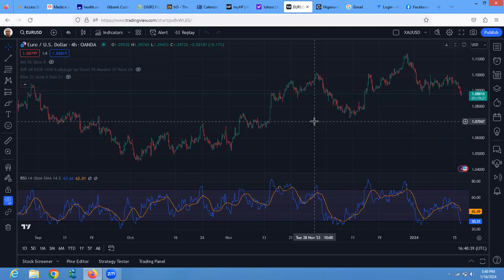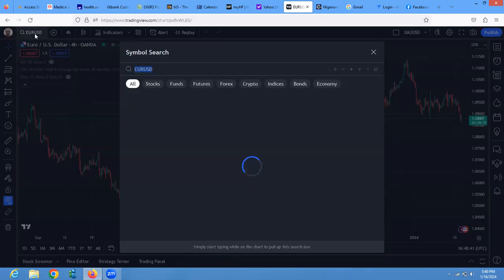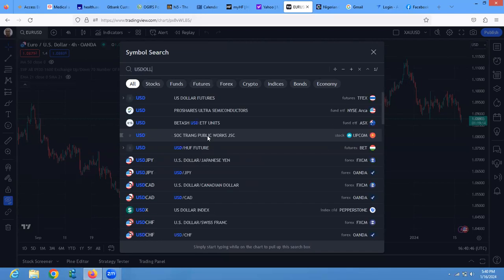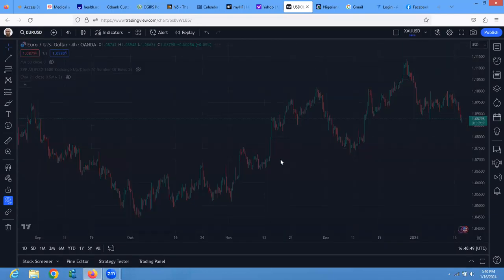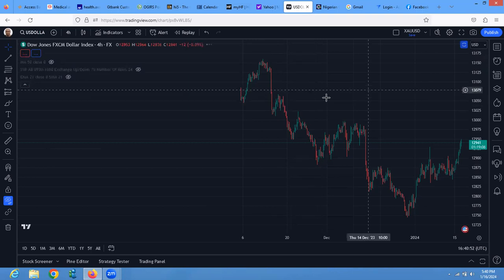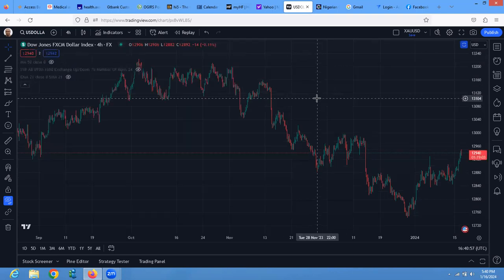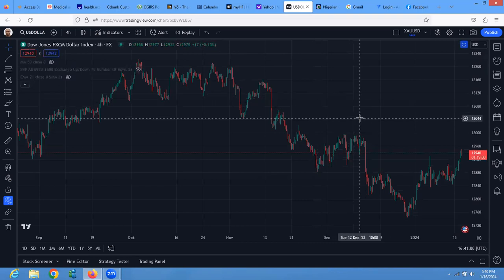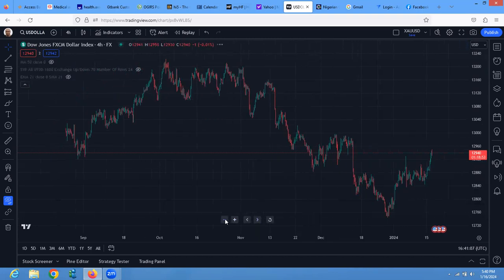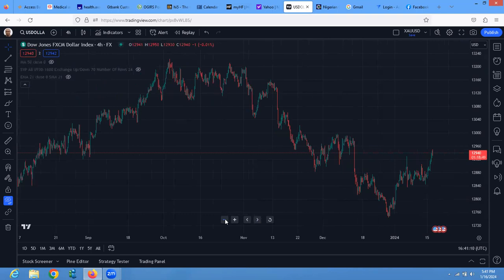First, we are going to look at the DXY and the US dollar index. So the charts are looking pretty much the same. The DXY and the US dollar index are kind of giving us an idea of what is happening. This is a 4-hour chart on the DXY, also on the US dollar index, and pretty much the same.